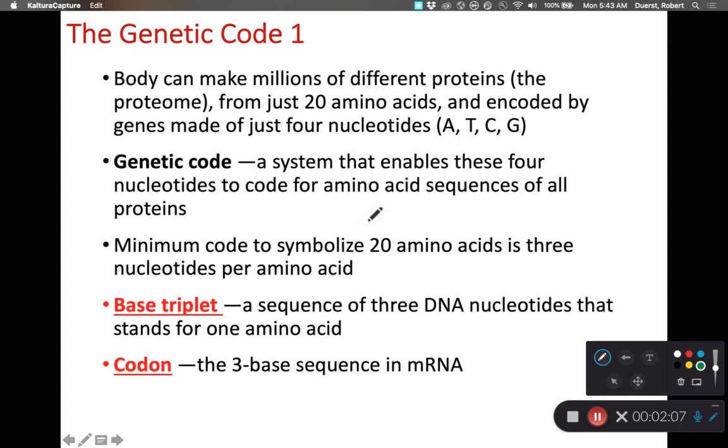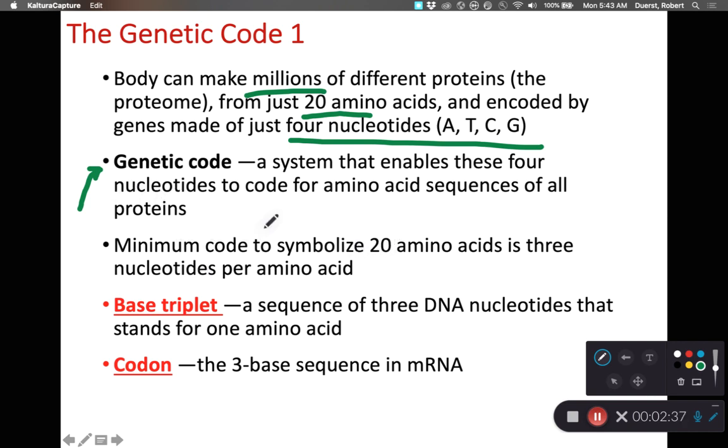Now, as we look at our body, we make millions upon millions of proteins from just 20 different amino acids, coded for by just 4 nucleotides. Using just 4 little pieces of information and 20 different building blocks, we code for millions upon millions of different structures. The way we do that is using a language known as the genetic code, where we take those 4 nucleotides and code for the amino acids.